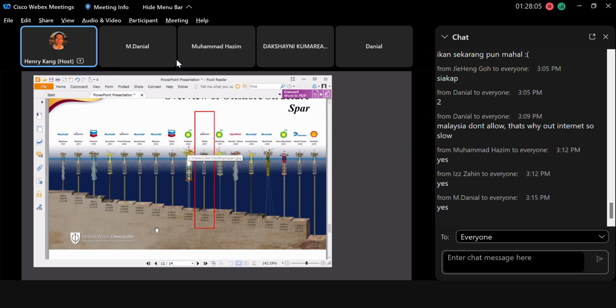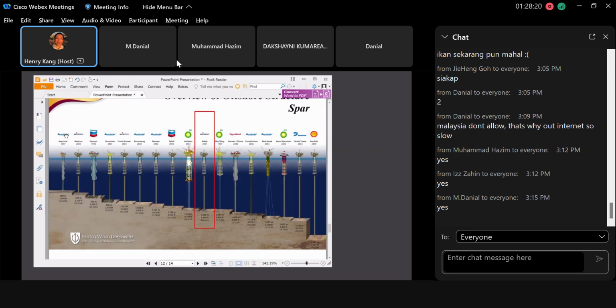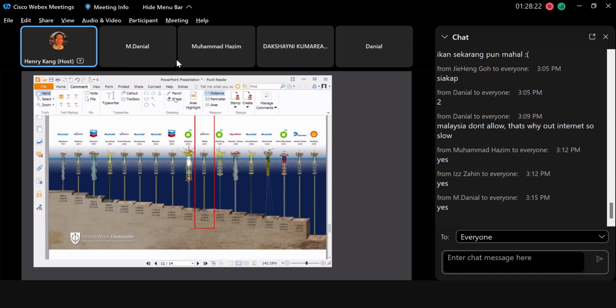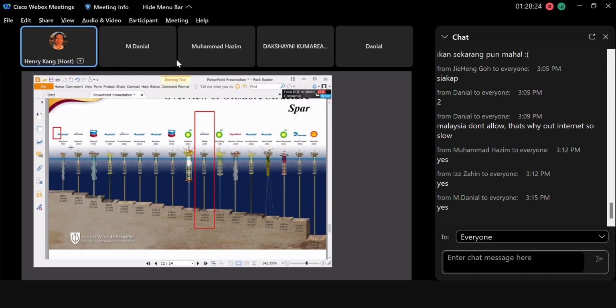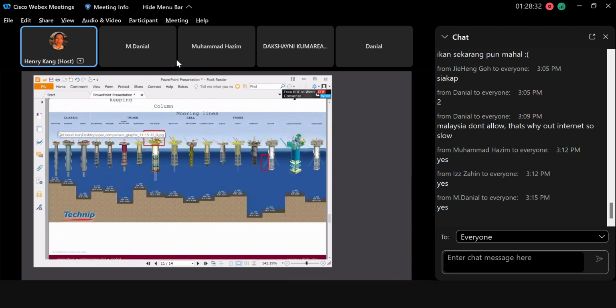However, the spar was not a very conventional structure before. As you can see, the first build of the spar is very recent, right? 1997. But in fact, I think before that they still had some spars. 1997, okay.